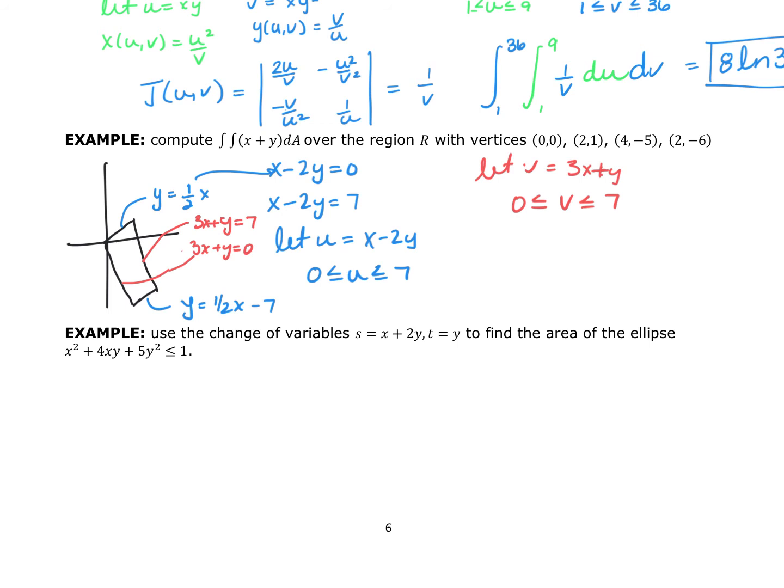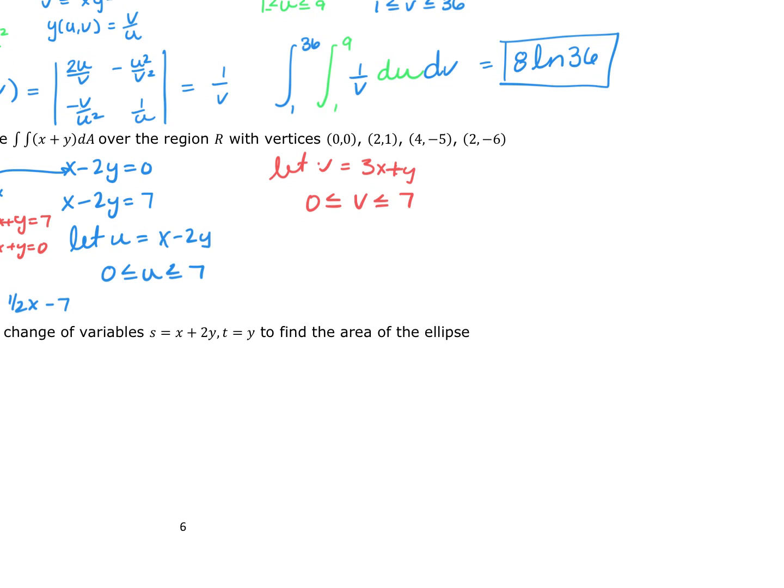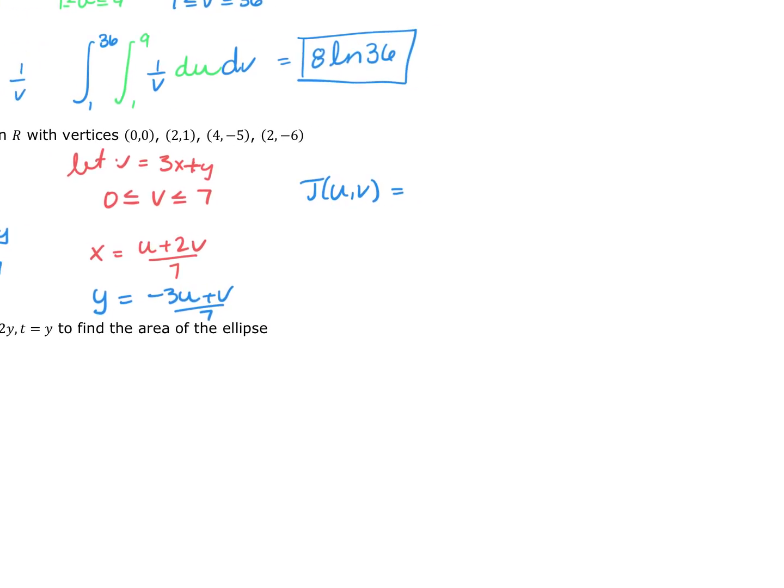I've got to find my Jacobian. I also need to find my x's and y's in terms of the u's and v's. I ended up finding x is equal to (u plus 2v) divided by 7. And I end up having y is equal to (negative 3u plus v) divided by 7. Now I'm going to find my Jacobian. It'll be my derivative of x with respect to u, which is going to be 1 over 7, and 2 over 7.